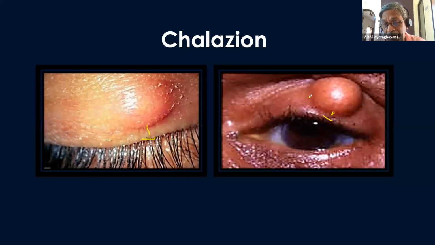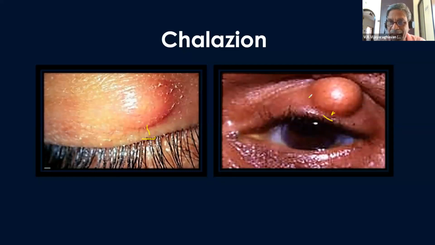A chronic non-suppurative granulomatous inflammation of the meibomian glands. The same thing holds good here also. When I find repeated attacks of chalazion in children, I have to think again about refractive errors, and sometimes vitamin D deficiency also.